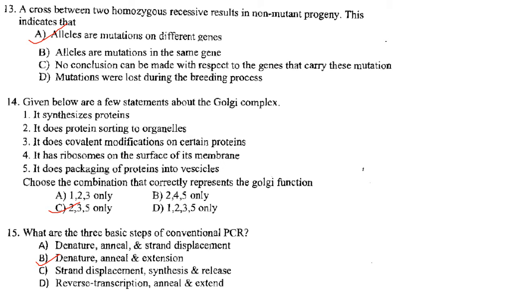Okay. Now next one. What are the 3 basic steps of conventional PCR? So what does PCR do? It will denature, then anneal the primers and then extend. So the answer is option B, that is denature, anneal and extension.